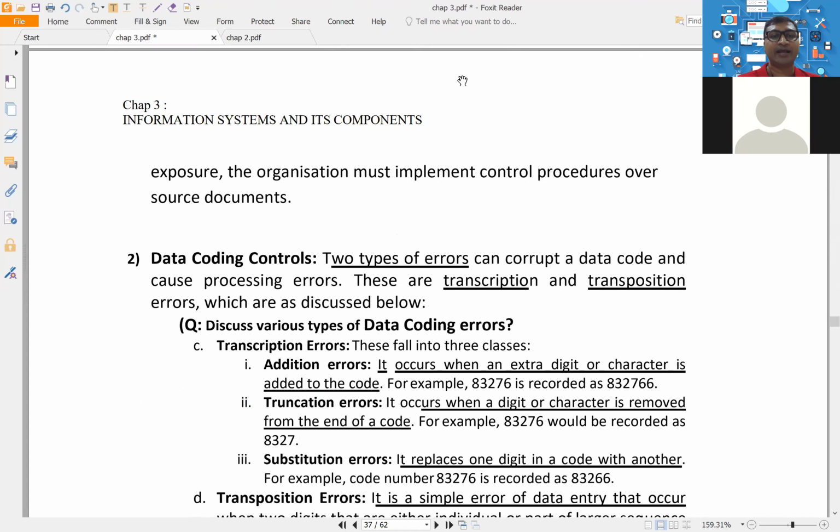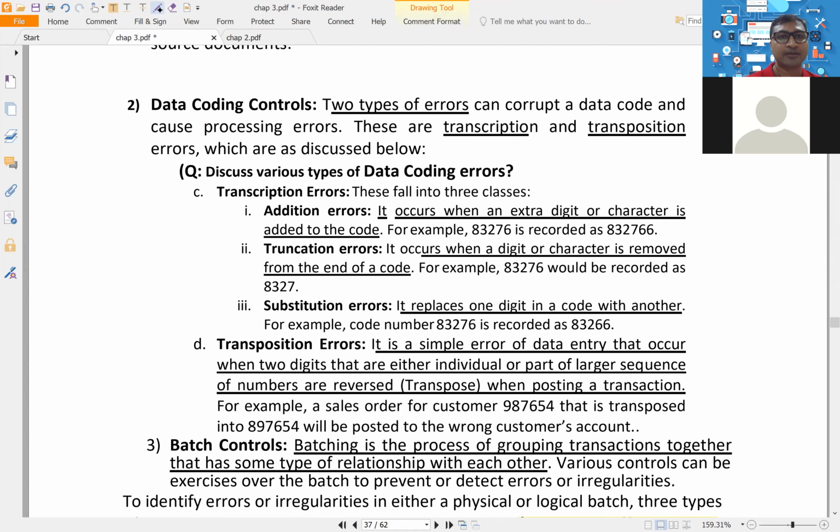Okay. Data coding controls. If you remember coding, here coding is nothing but number. When you enter the number, you should make sure that you do not make any mistakes. Transcription and transposition errors. Remember, addition, truncation. When you are adding more characters, addition. When you are adding fewer characters, truncation. When you add something else instead of something else, substitution. I have given you the entire diagram for this. Transposition is nothing but the flipping of digits, flipping. That is what is called transposition.